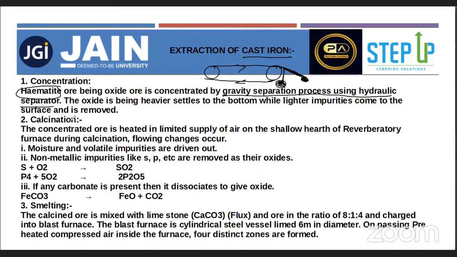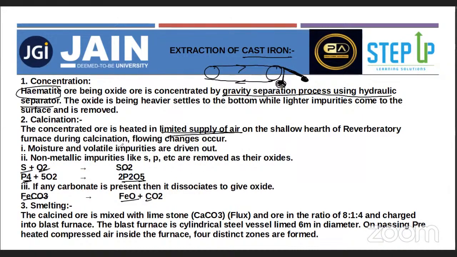Because it contains oxygen, we are doing calcination here. For sulfide ores, we do flotation. The concentrated ore is heated in a limited supply of air. In roasting, there is an excess supply; calcination is a limited supply. What is the use here? Whatever impurities like sulfur and phosphorus are present, phosphorus being present as P4, are removed. Sulfur is oxidized to SO2, and P4 is oxidized to P2O5. If any carbonate is present, it dissociates to give the oxide. For example, if iron carbonate is present, it gives FeO plus CO2. This is how it is dissociated.